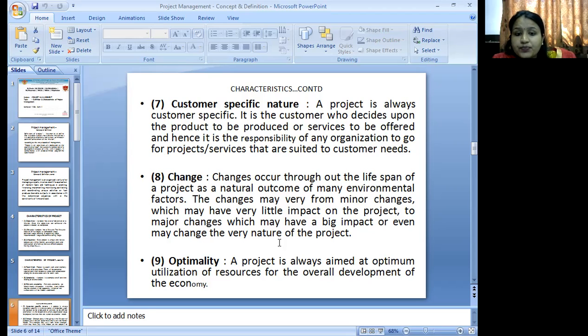Eighth is change. Changes occur throughout the life cycle of any project, as a natural outcome of many environmental changes or factors. The changes may vary from minor changes, which may have very little impact on the project, to major changes, which may have a big impact or change the very nature of the project. Ultimately, a project is always about optimum utilization of total resources and the overall development of the economy.